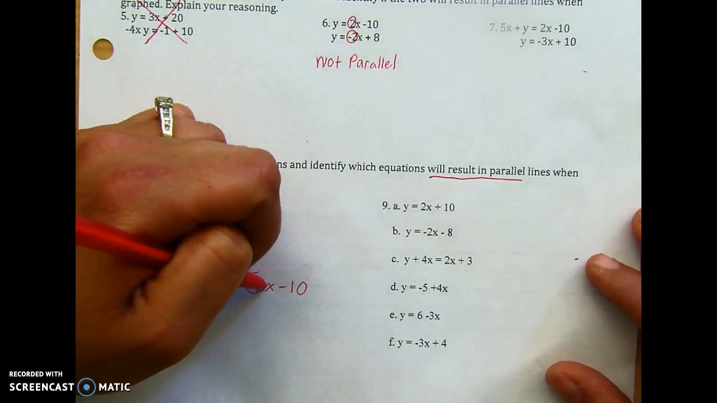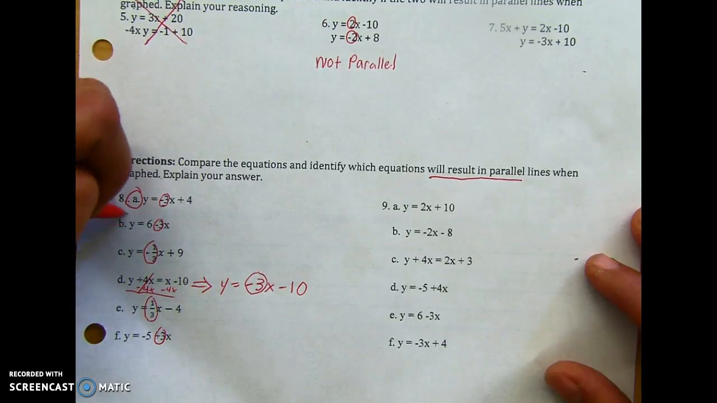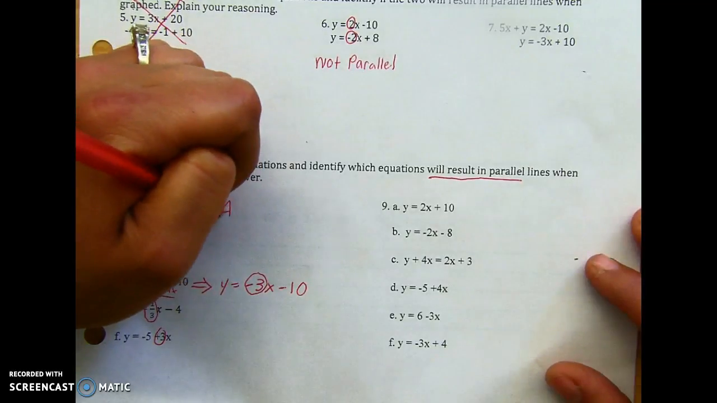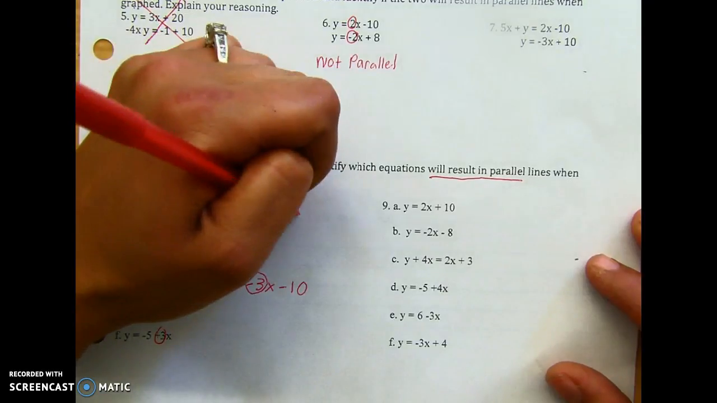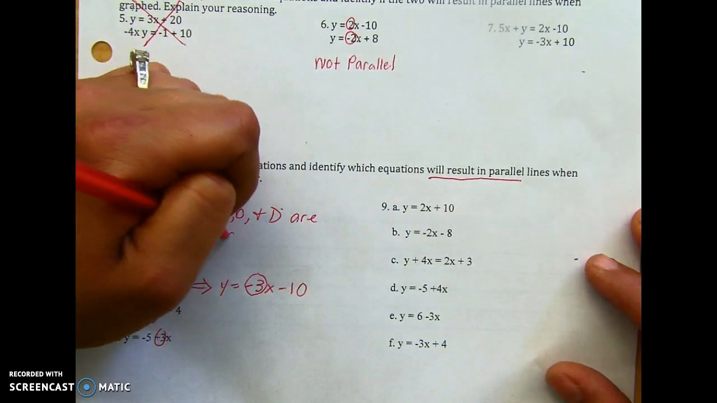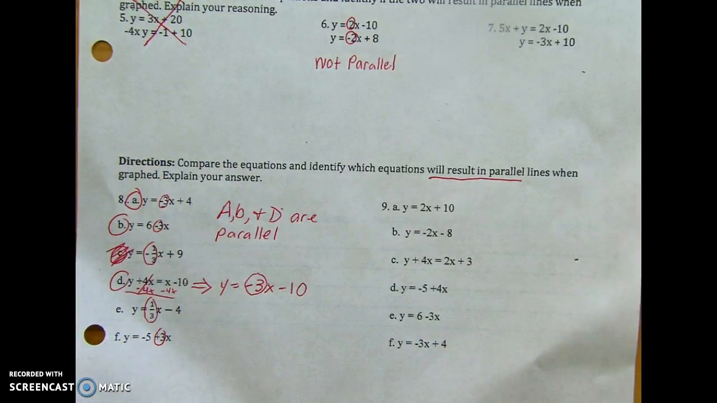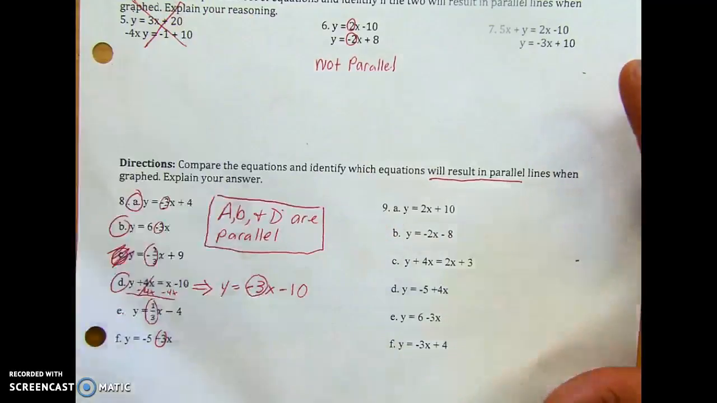I'm looking at the slope here of negative 3. If I look at each one, I have 3, negative 3, so A, B, and C. Sorry, A, B, and D. So A, B, and D are parallel. Again, I'm going to identify the slopes, convert the equation if I need to, and then determine which ones are parallel. For this one, A, B, and D are parallel.